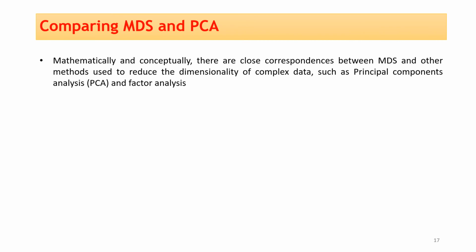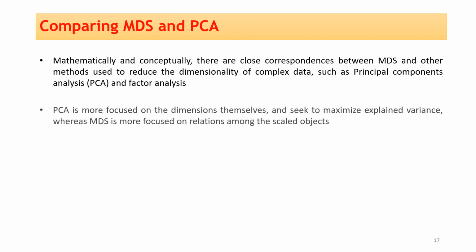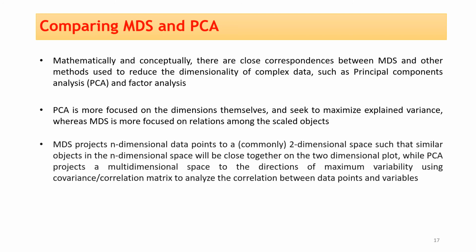Now let's see the comparison between the multidimensional scaling and the principal component analysis. Mathematically and conceptually, there is close correspondence between the MDS and other methods used to reduce the dimensionality of complex data, such as principal component analysis and the factor analysis. Principal component analysis is more focused on the dimensions themselves and seeks to maximize the explained variance, whereas the multidimensional scaling is more focused on the relations among the scaled objects.